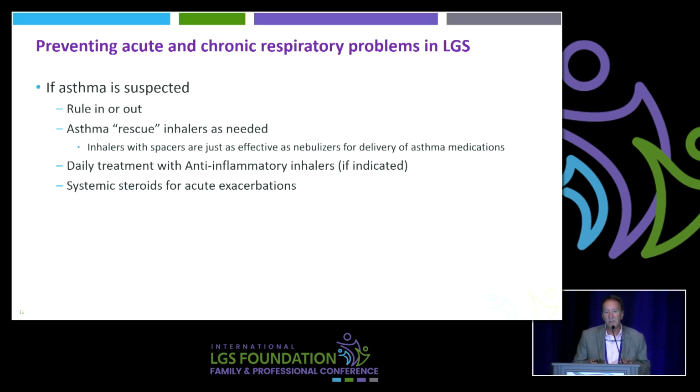And in people who have asthma, the use of inhaled medications with metered dose inhalers is just as effective as nebulizers, even in people who are not cooperative. So this makes it a little bit less onerous to be using these medications. And then we use daily treatment with anti-inflammatory inhalers if it's indicated. And then systemic steroids are used for acute exacerbations.